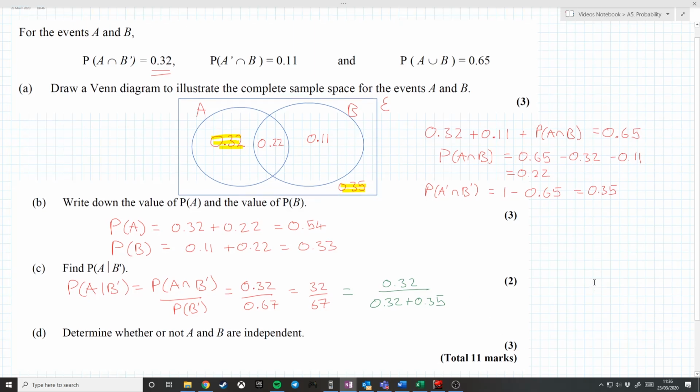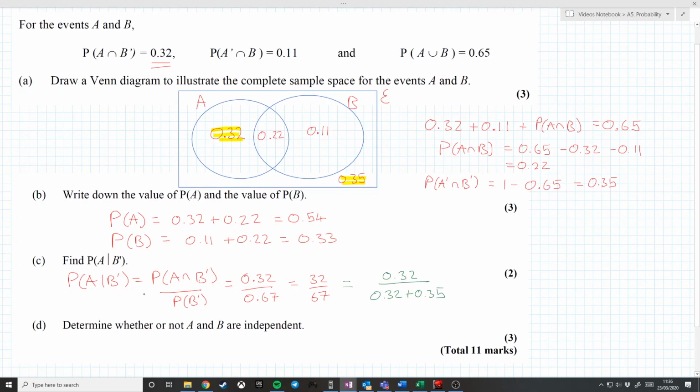So the final question here, it says, is determine whether or not A and B are independent. So we've got various different things that we could check here. I could either do the probability of A multiplied by the probability of B and see whether that is the intersection. So I think I am going to do that one. That's not bad, because I've got A and B from part B.